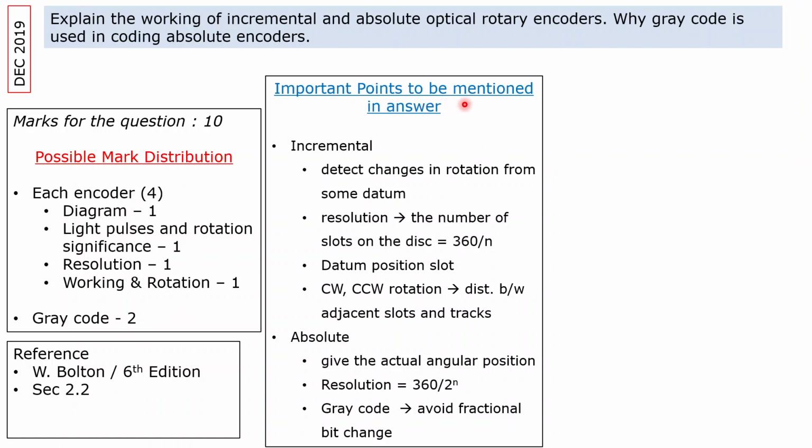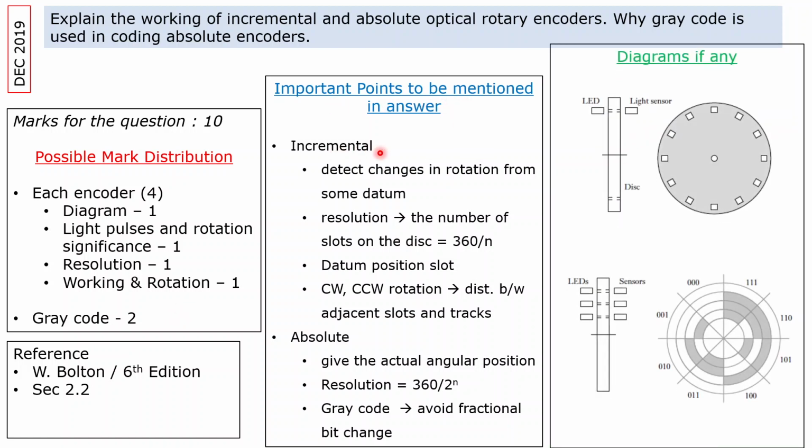The important points to be mentioned in this answer are, for incremental, as I told before, it detects changes in rotation from the datum position. The resolution is given by 360 degrees divided by the number of slots. You can mention the datum position slot, and you can also understand whether the rotation is clockwise or counterclockwise.